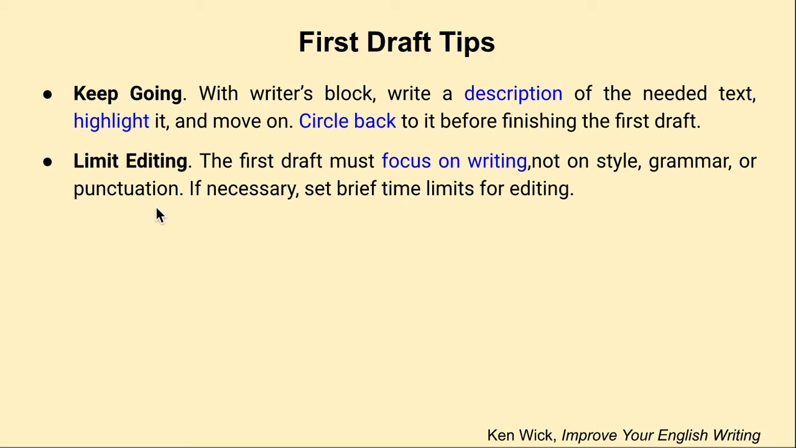But if you're one of those people that just has to edit, you know what? Set a time limit. Maybe you say you're going to write for an hour and then you're going to limit your editing to 10 minutes and only edit those 10 minutes. Then you've got to keep moving on. Okay? So if you're going to edit, limit the editing.